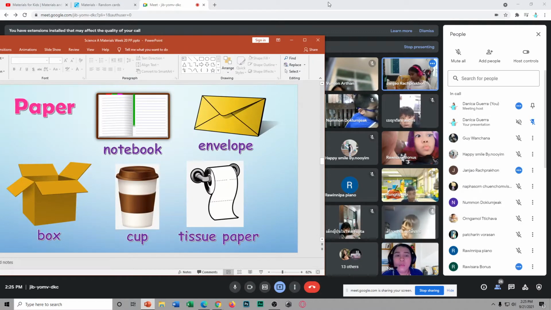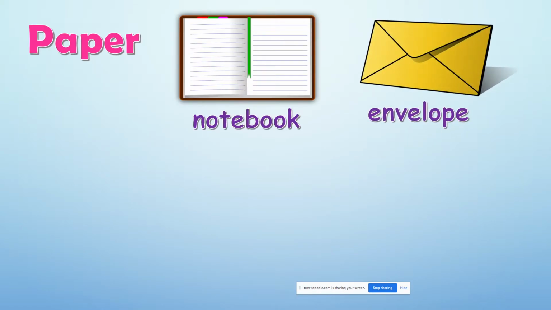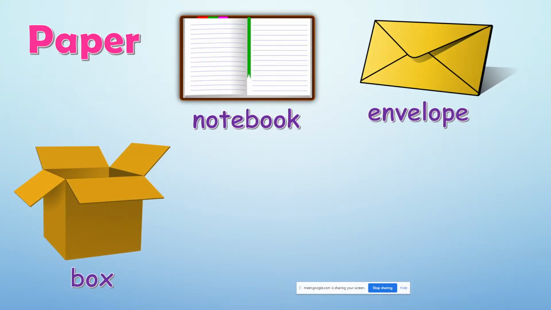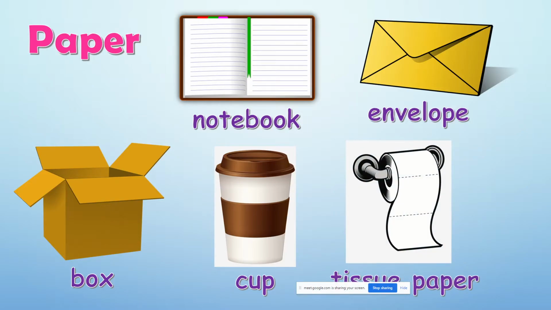Next, what are the different things made of paper? For example, a notebook, an envelope, a box. Boxes are made of paper with many layers of paper. Next is a paper cup. This one is the cup for coffee. It's made of paper. Okay, because there are also plastic cups. Next is tissue paper.